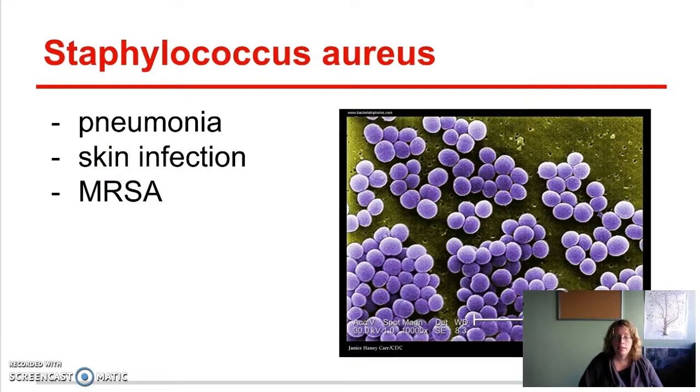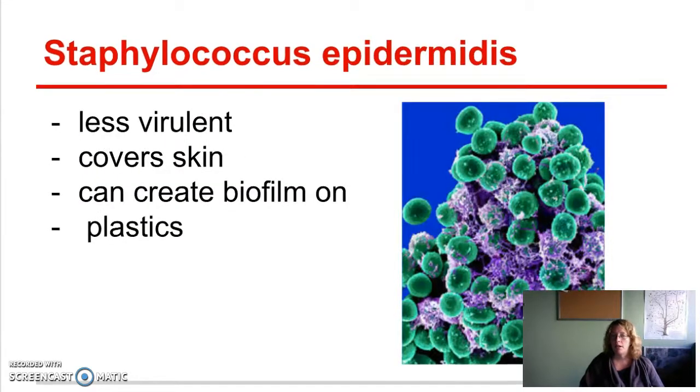Staphylococcus aureus is closely related to Staphylococcus epidermidis, but Staphylococcus epidermidis is less virulent. It's less likely to cause illness. It's covering our skin right now. All of us have it on our skin. The only time it becomes trouble is if you have any plastic that's put into your body, say like an artificial valve or what have you. It can create a biofilm on plastics that can sometimes cause trouble. But for the most part, Staphylococcus epidermidis and humans get along just fine.